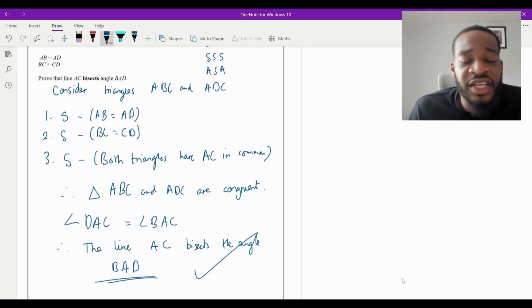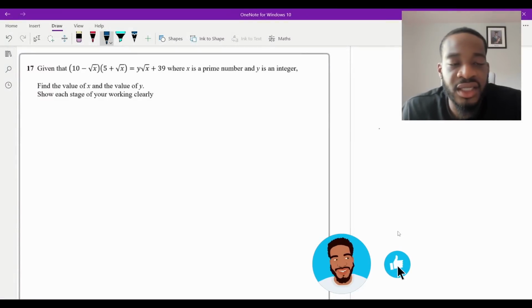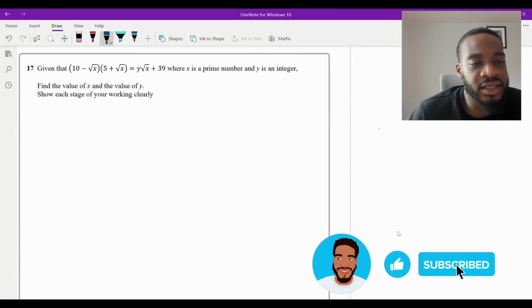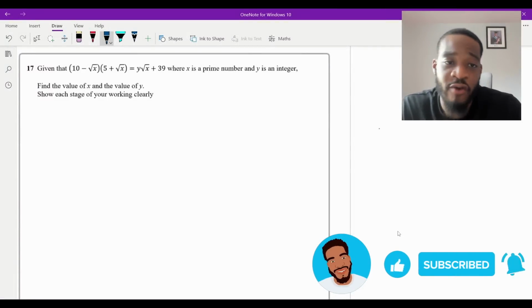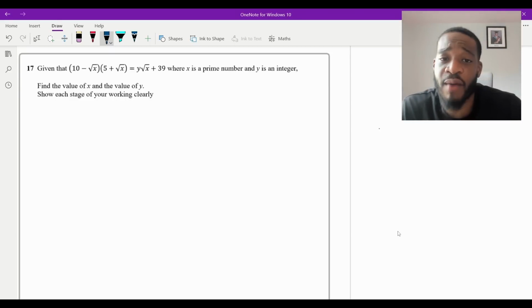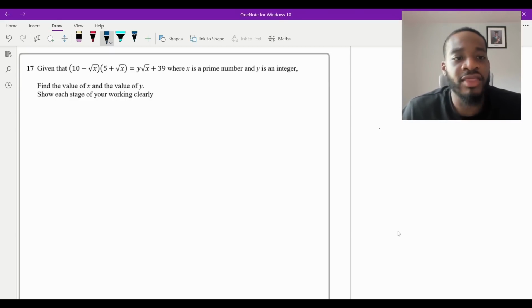And that's it. Finished. Okay, so question 17 says, given that 10 minus root x times 5 plus root x is equal to y root x plus 39, where x is a prime number and y is an integer, find the value of x and the value of y. Show each stage of your working clearly. And this is only a 3 marker.